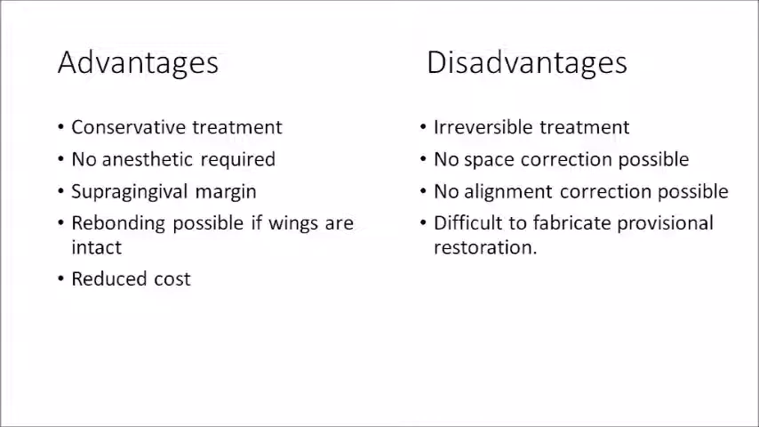Since the preparation is only on the lingual side, we can give a supragingival margin. And the rebonding of the restoration is possible if the wings are intact. So once the FPD dislodges, we can rebond it again if the wings are in proper shape. And comparatively, the cost of the restoration is also less.